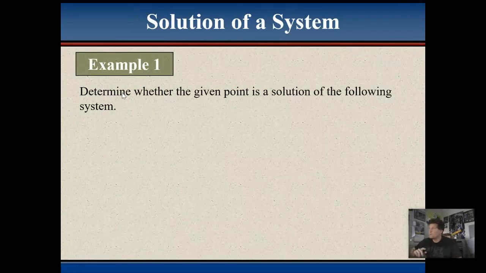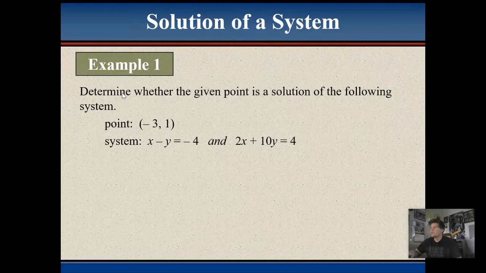Determine whether this given point is a solution. You have the point -3, 1. There's your x, y. Here's your system. Notice it's two equations. You have x minus y equals -4, and you have 2x plus 10y equals +4. There's our system. It's two equations. We have our point -3, 1.